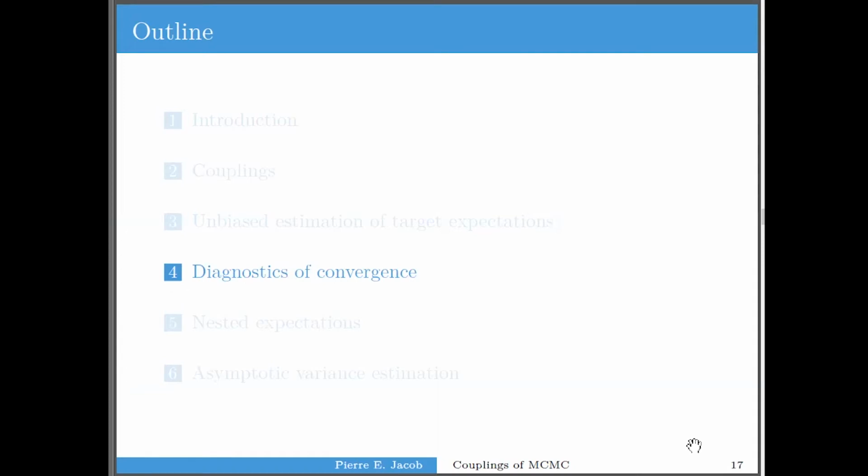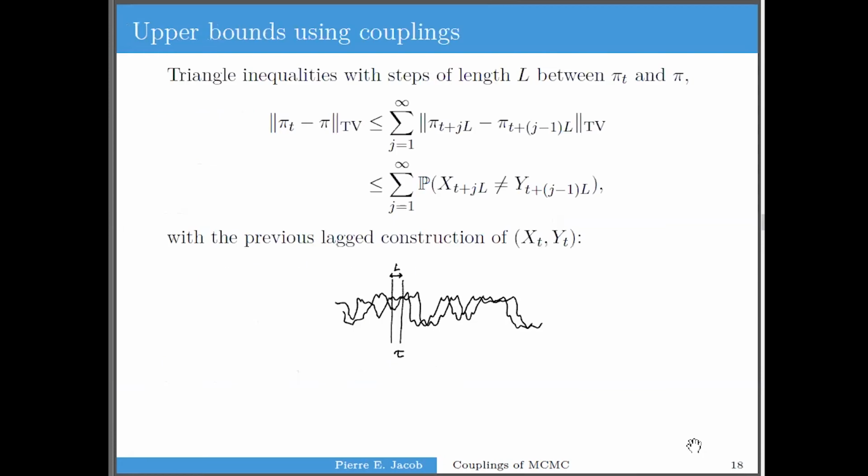So that was okay, unbiased estimation, but we still haven't really answered the original question of, okay, my original MCMC estimator, how long should I run it? And so that's what we're trying to do in this part, diagnostics of convergence. But it's really the same reasoning. So one way of looking at it is to say, we're looking at the marginal distribution at time t, the limiting distribution pi, looking at the TV.